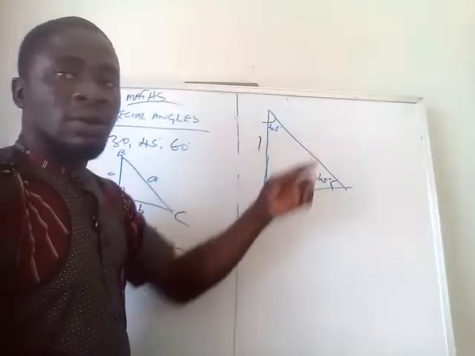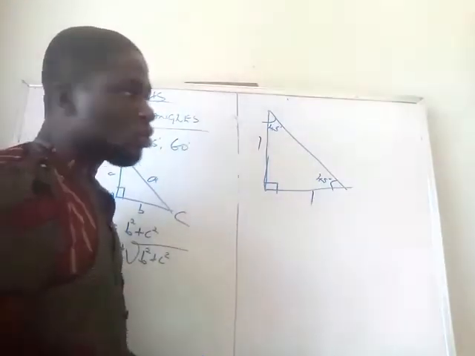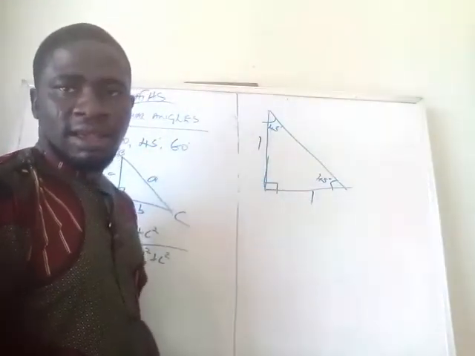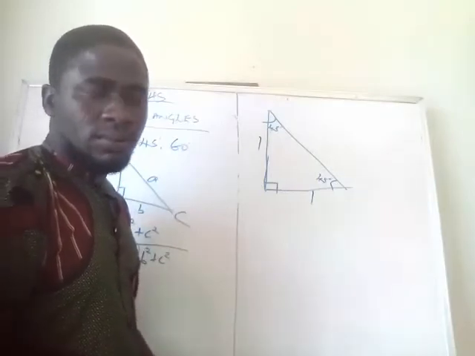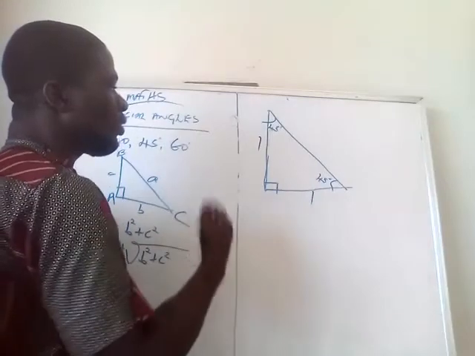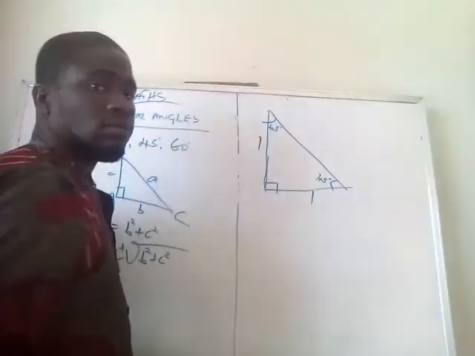We are looking for this side, like we did here. That's the hypotenuse, the biggest side in a right angle triangle. That's the hypotenuse. So with this now, you can easily find this.